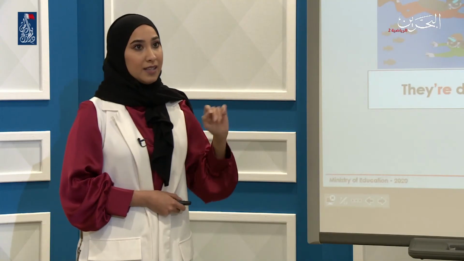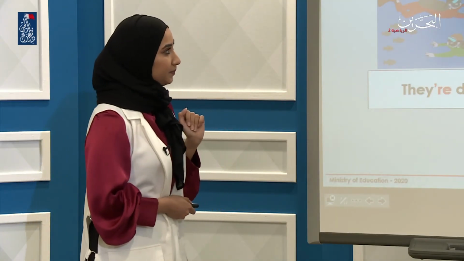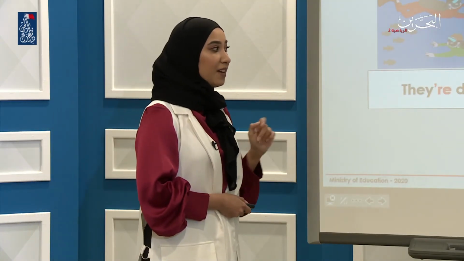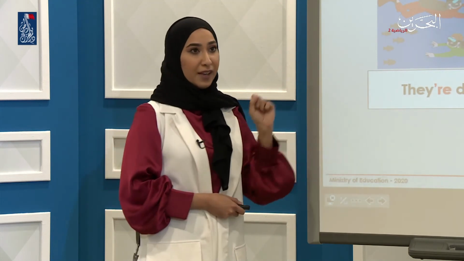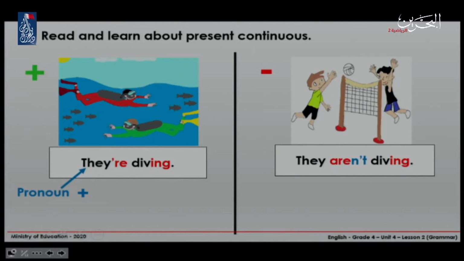Now, let's see more sentences. Here we have they're diving. And of course, this is affirmative structure. First, we start with the pronoun, followed by the verb to be, which is are, and then diving. They're diving, or we can also say they are diving.